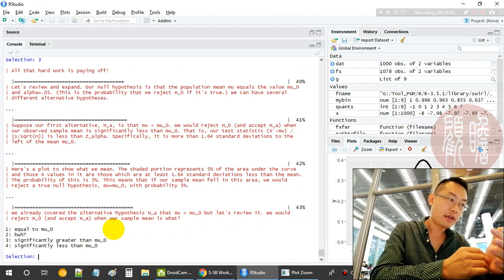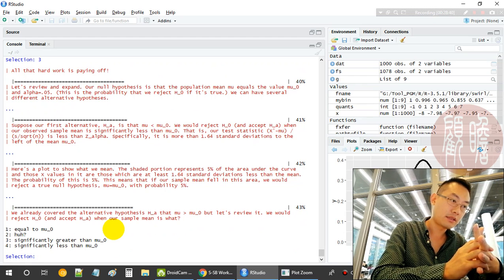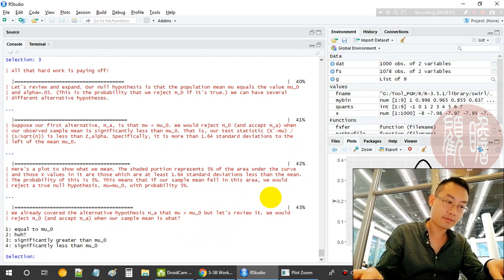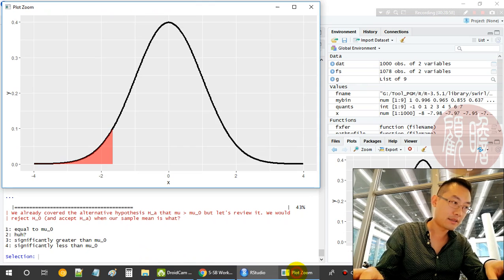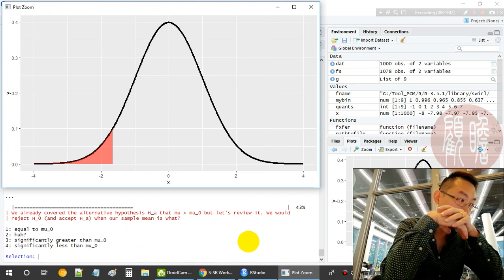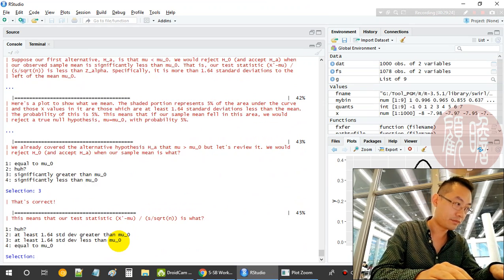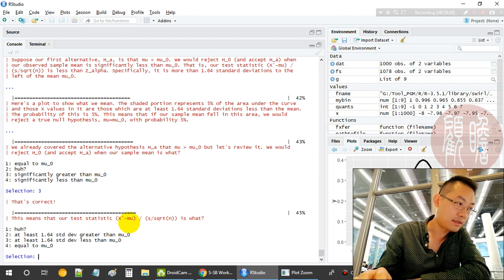We already covered the alternative hypothesis mu greater than mu 0, but let's review it. We reject the null and accept the alternative when our sample mean is what? It should be either significantly greater than mu 0 or significantly lesser than that. What should be the one? Our alternative HA is that mu is greater than mu 0. We should accept it when the sample mean is significantly greater than mu 0, right? This means our test statistic is what?